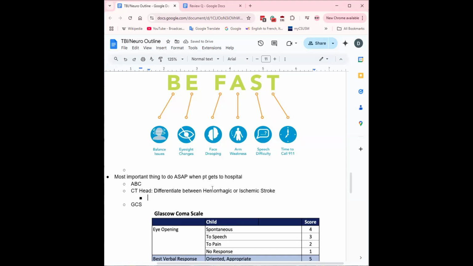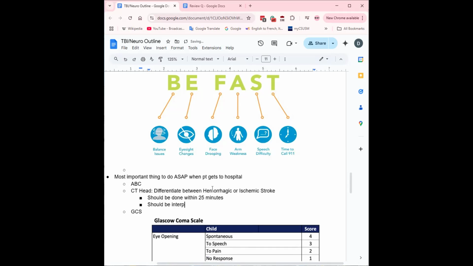But yeah, I'm not sure if they'll ask a question on this or not, but the CT should be done within 25 minutes, and should be interpreted within another 45 minutes after. Overall, it should be around an hour total that they do the CT and then interpret it. Time is tissue, pretty much.